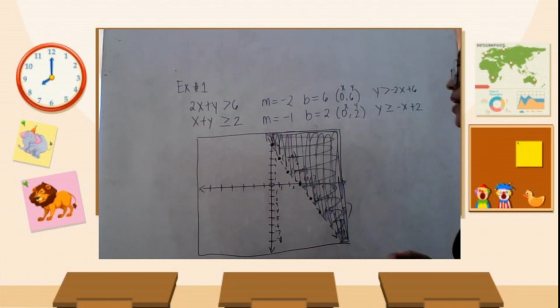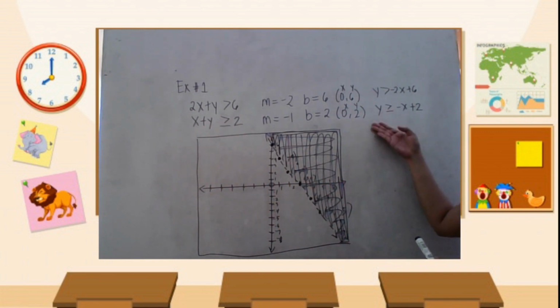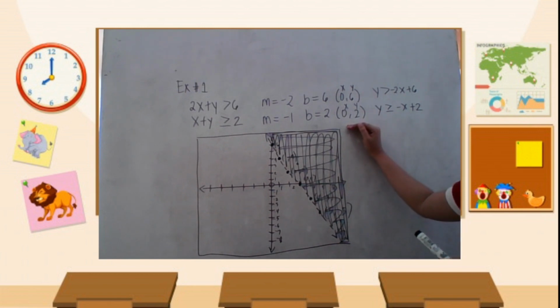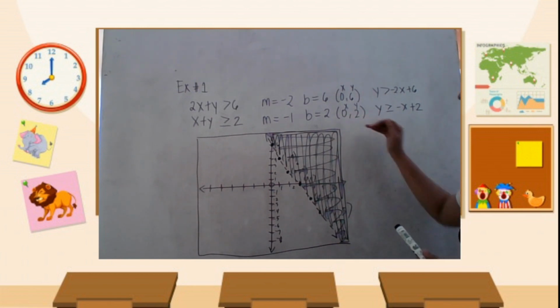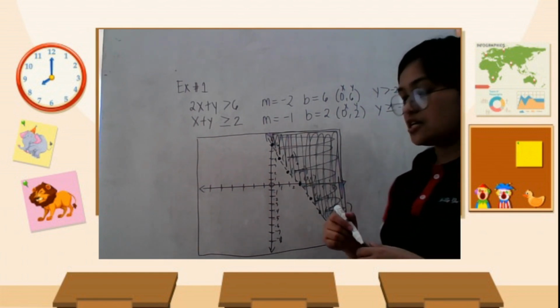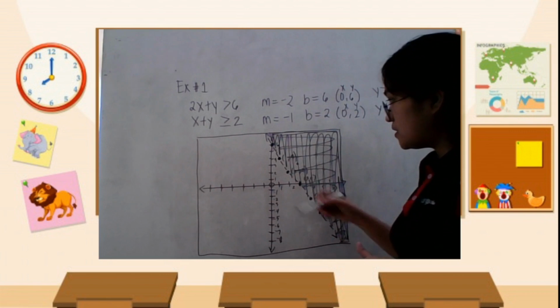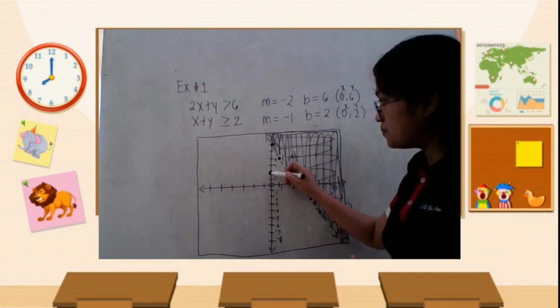How about naman yung ating pangalawang inequality, which we have y is greater than or equal to negative x plus 2. Punta tayo sa kanyang coordinate or yung point niya, 0 and 2. Nasaan ba ang 0 and 2? Since ang 2 natin ay nasa y-axis, so sa taas kasi positive. So here it is, the 0 and 2.